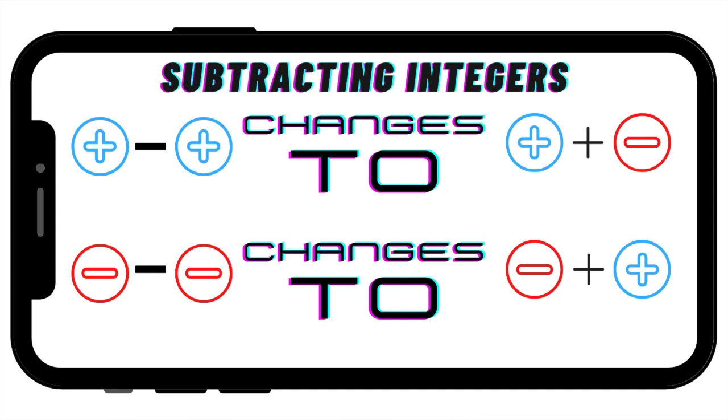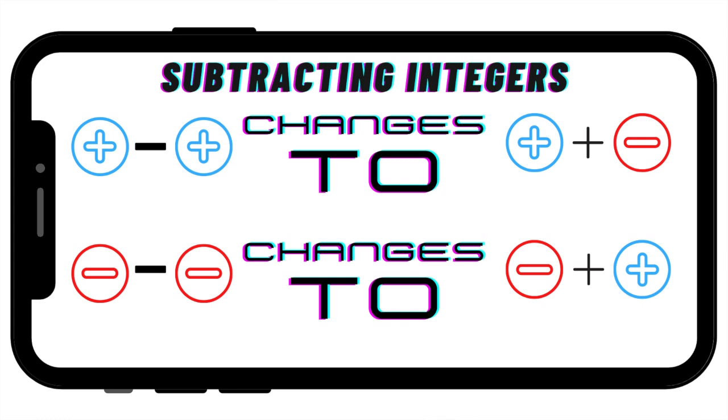We can actually change every single subtraction problem into an addition problem so we can use the rules we learned yesterday. So instead of learning new rules, we can actually use the rules we did in a previous video, adding integers, to the subtraction problems. Because see, look at this. If I have a positive minus a positive, that actually changes to positive plus a negative. And we're going to look at an example of that here in just a minute. And then if I have a negative minus a negative, that actually changes to a negative plus a positive. So let's look at two examples there.